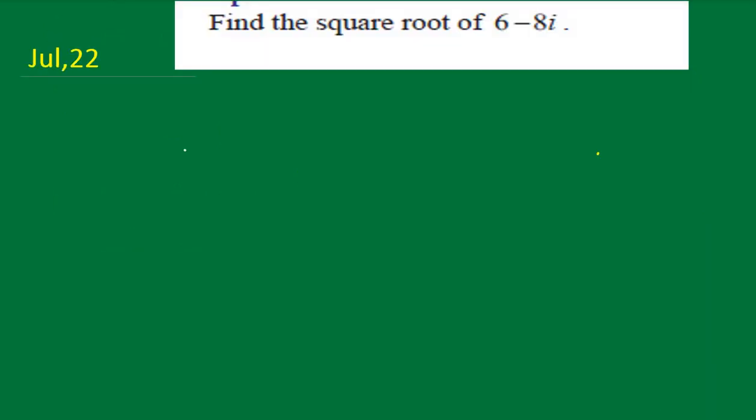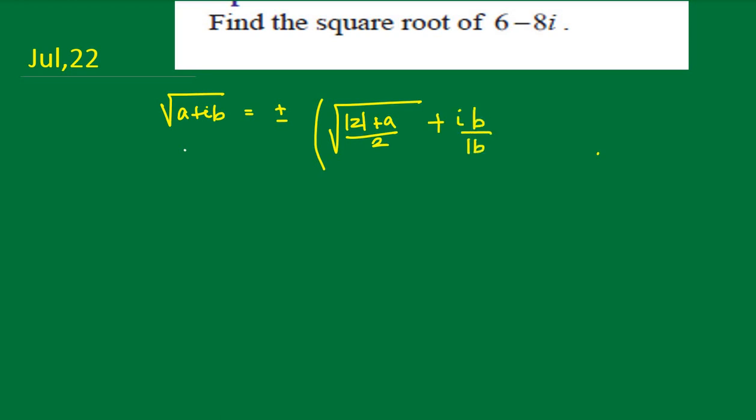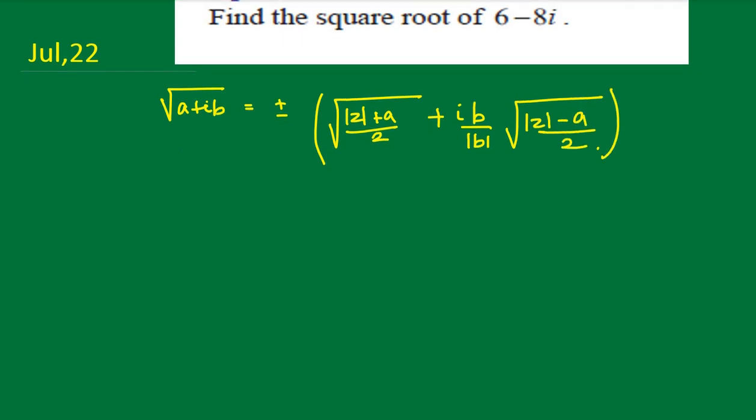Find the square root of 6 minus 8i. We know the formula to calculate the square root. Root of a plus ib is equal to plus or minus root of (modulus of z plus a) by 2 plus i b by modulus of b into root of (modulus of z minus a) by 2. Using this formula, let us find the square root of 6 minus 8i. Let z be equal to 6 minus 8i, where we can take a equal to 6 and b is equal to minus 8.